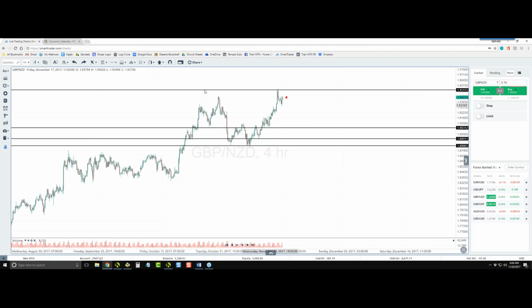Sorry, I'm talking kind of slow. I'm determining where to put some of these support and resistance lines.